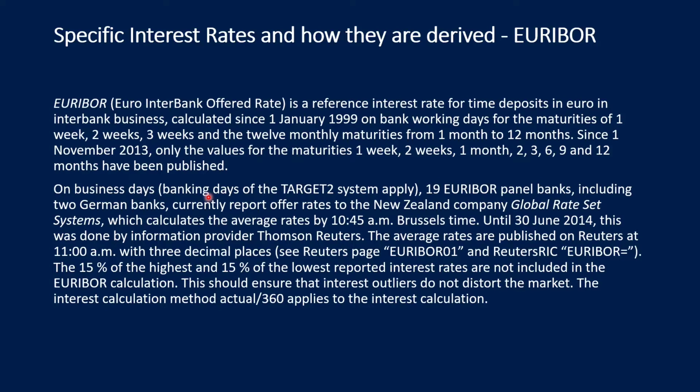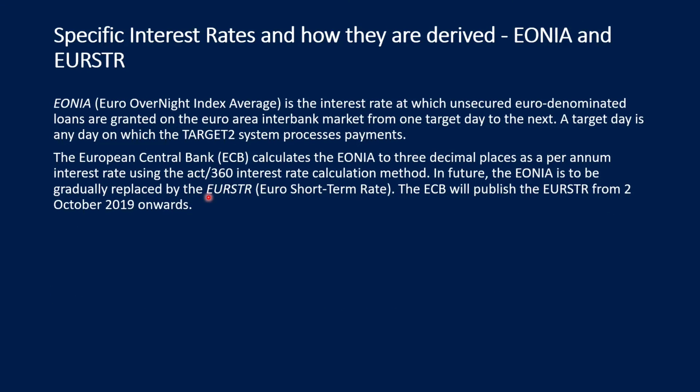The 15% of the highest and 15% of the lowest reported interest rates are not included in the Euribor calculation. This should ensure that interest outliers do not distort the market. The interest calculation method actual/360 applies to the interest calculation.